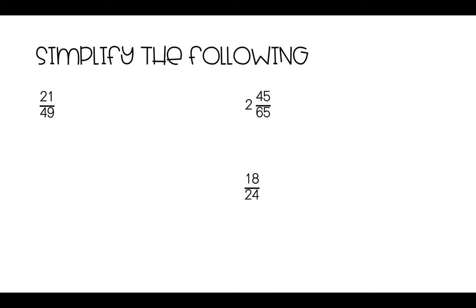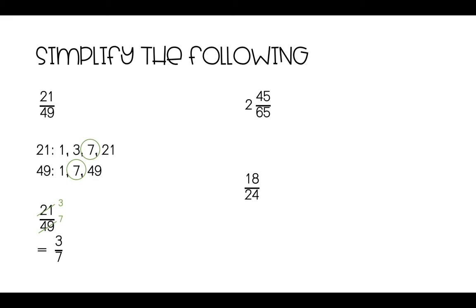So 7 goes into 21, oh, I did write them out. 7 goes into 21 3 times, and it goes into 49 7 times. So then what we say now is that 21 49ths can be simplified down to 3 7ths.